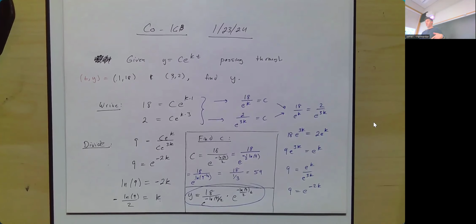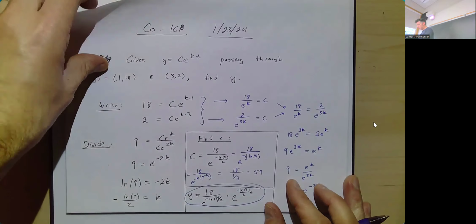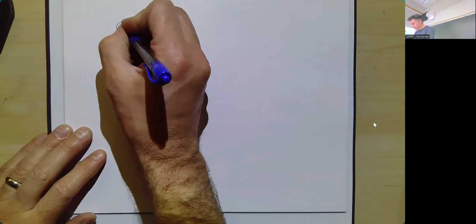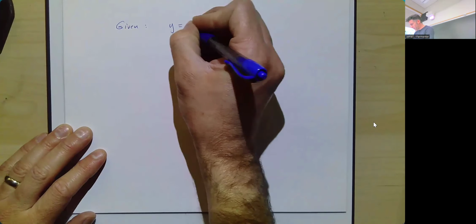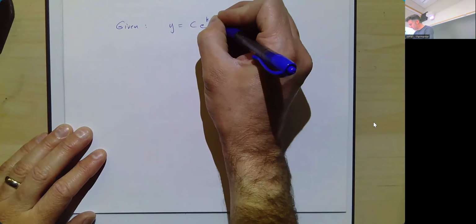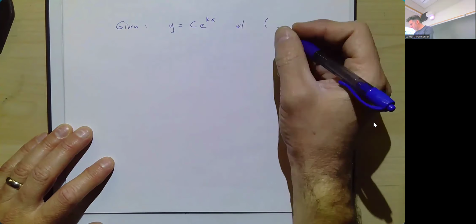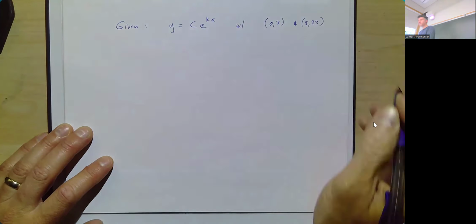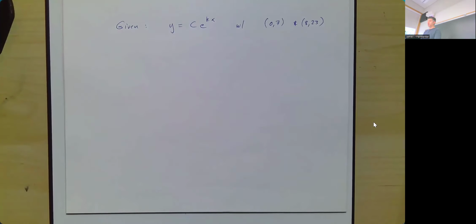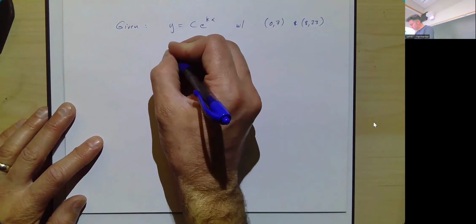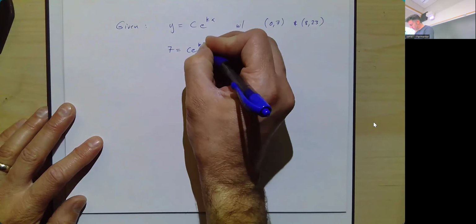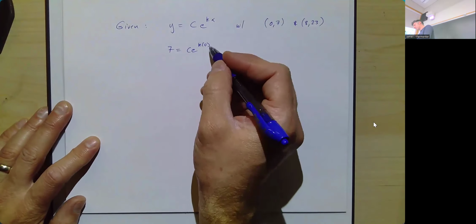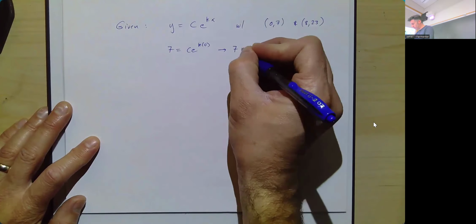Just for the sake of completeness, if you were given one of the easier ones, it's much easier. So just for example, if instead you were given something like y equal to, let's use an x instead, c e to the k x with points, say, (0, 7) and (8, 23). I don't think you need to show any work personally to know that c is equal to 7. But you can plug in 0 and 7 and get 7 equal to c e to the k times 0. E to the k times 0 is e to the 0, which is 1, so you end up getting 7 equal to c.